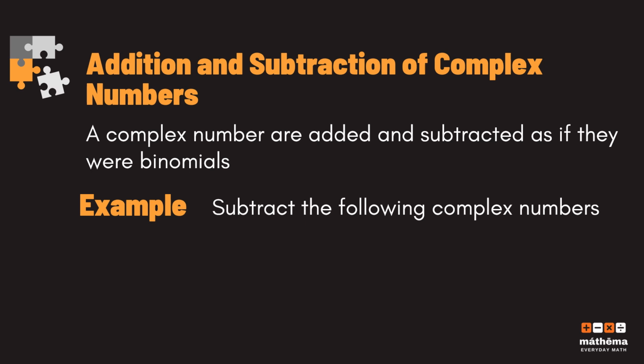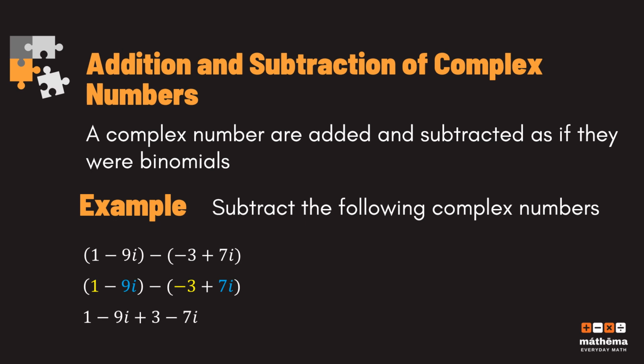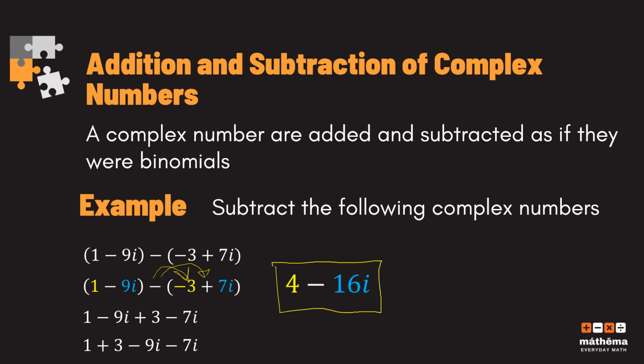Alright, last for subtraction. Quantity of 1 minus 9i minus the quantity of negative 3 plus 7i. So again, distribute our negative. This will become positive. And then this will become negative. Then combine like terms. So we have 1 plus 3, minus 9i minus 7i. 1 plus 3 is 4. Negative 9i minus 7i is negative 16i. So again, this will be our final answer.